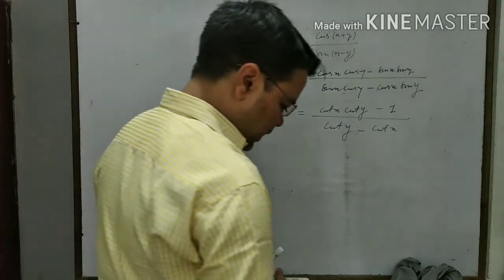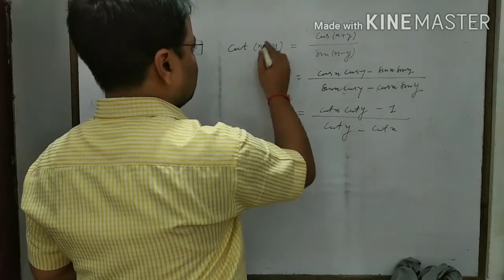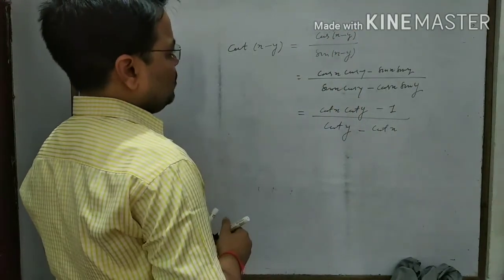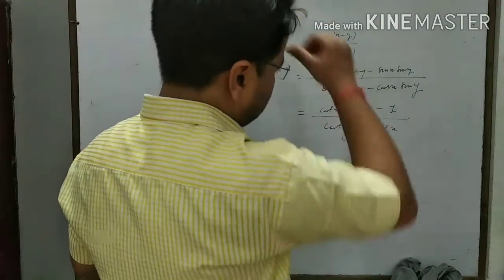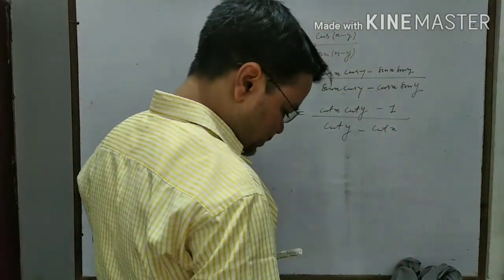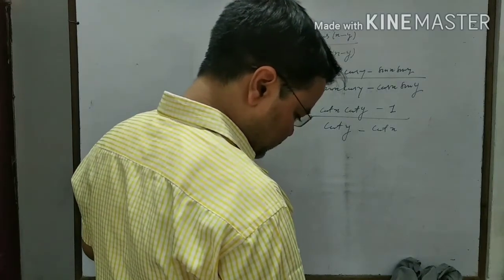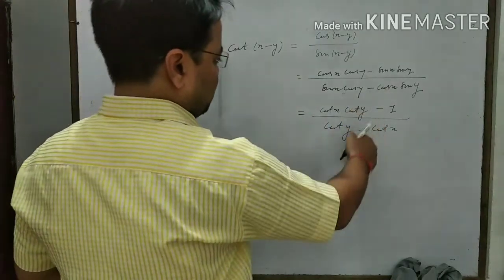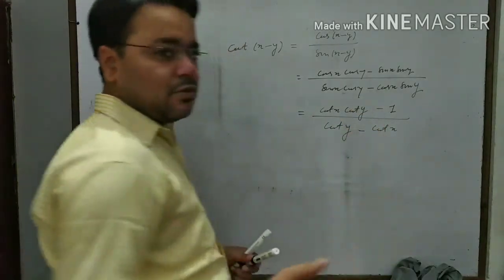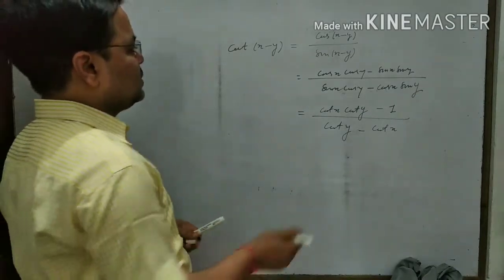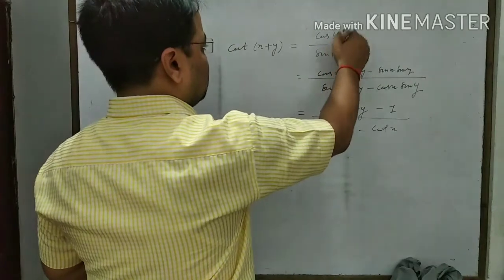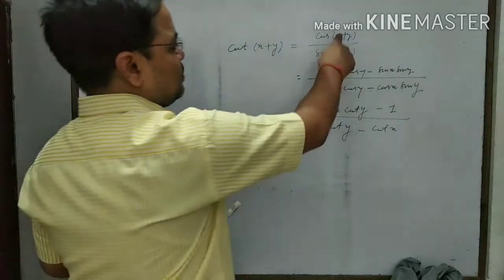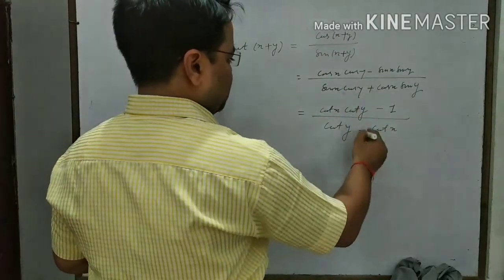Similarly, if we put the negative sign, so here it will be cos x minus y upon sin x minus y. Something is a mistake, I think. Before that, if here plus, now this will be plus cot y plus cot x. If here plus, then here plus, and then here also plus. But if this is plus, then this will be minus sign, and here will be plus sign, like this way.